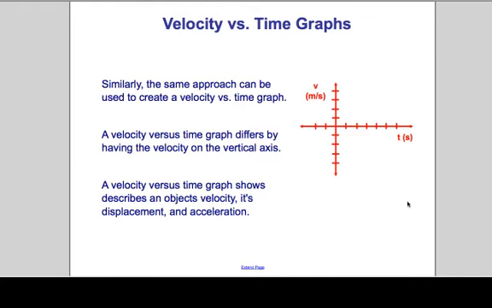Similarly, we can have the same approach with a velocity graph, and this is a speed graph. It tells us what's happening to the object's speed as time goes on. And from this, we can find displacements and acceleration.